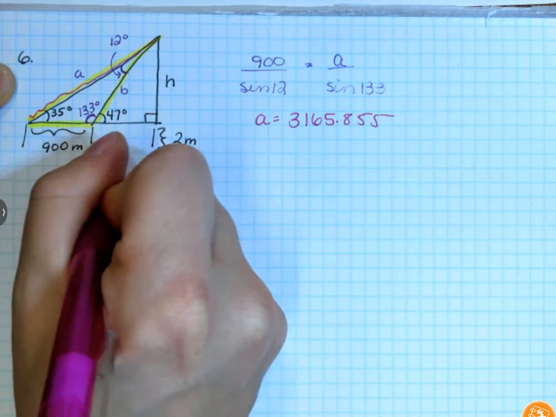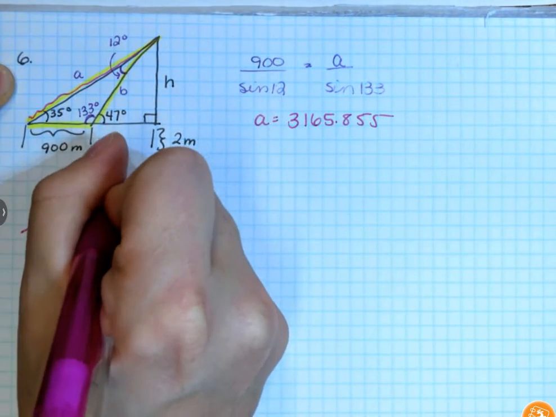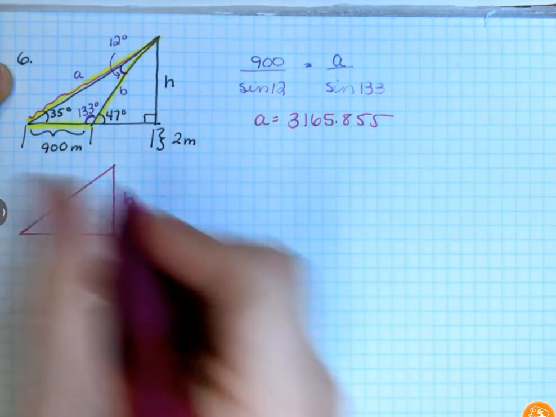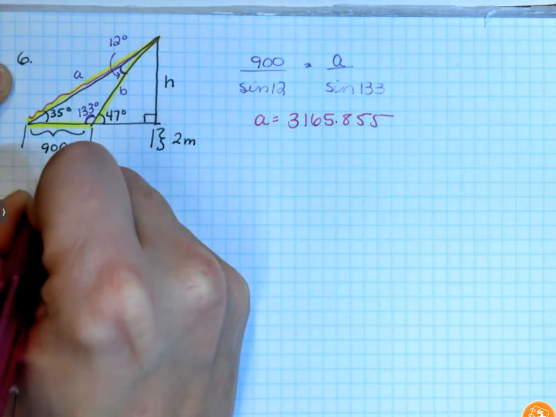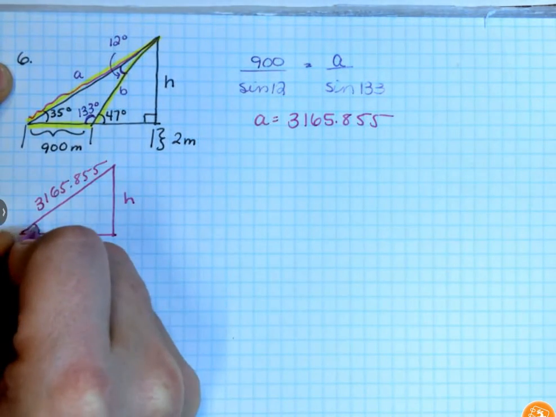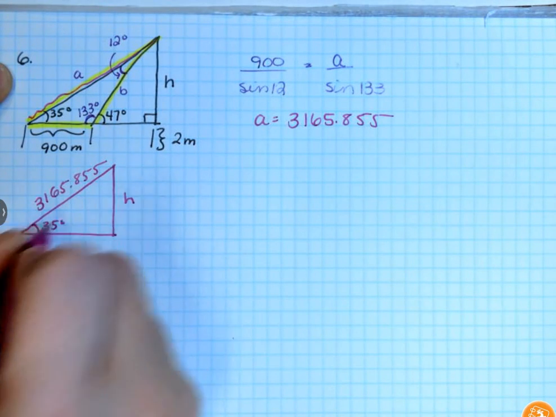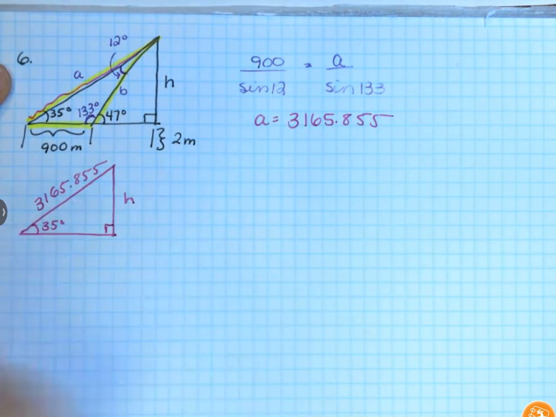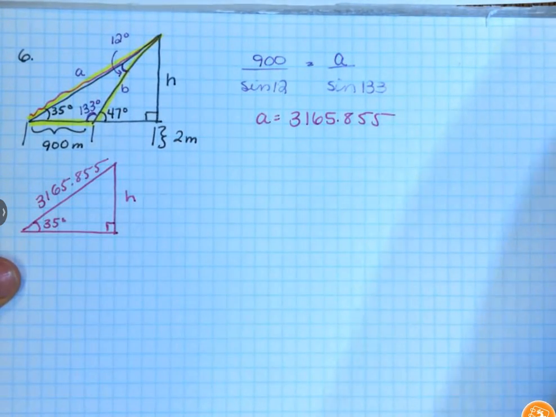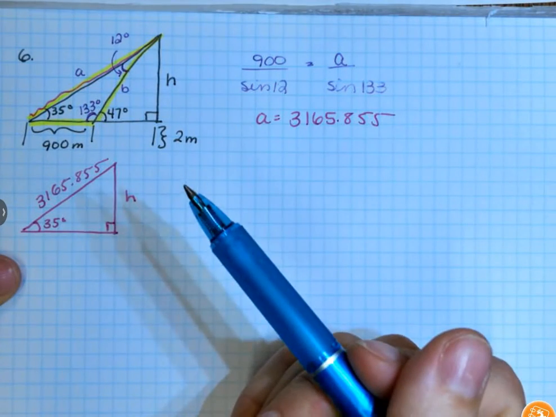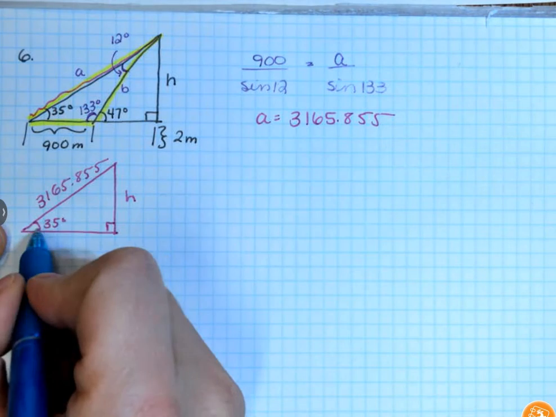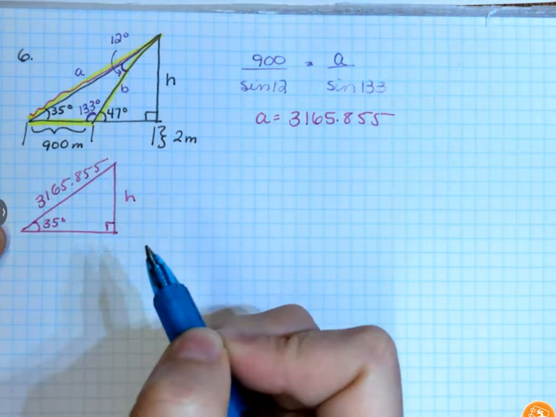So let me re-sketch just what I need so I'm not too distracted. I know I'm looking for this height here. I know I just found A to be 3,165 point stuff. I know this angle here is 35 degrees. And height is always going to form a right angle. So now that I have that information, which trig ratio would I use to solve this? Angle, this guy and this guy.